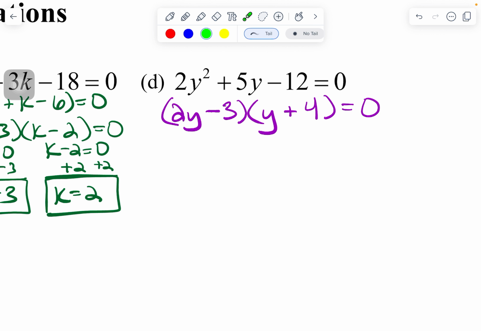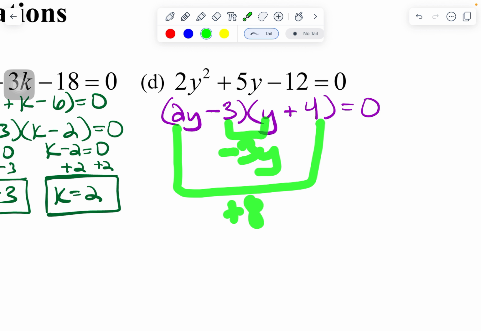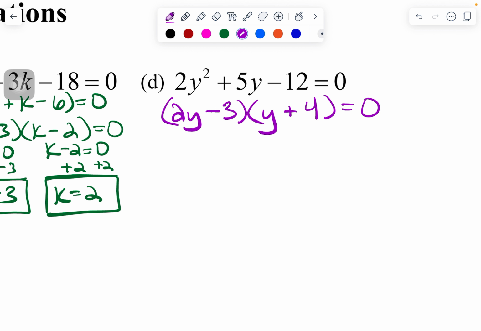And what am I talking about when I do this guess and check? This 2y times y is 2y squared. So that part checks. -3 times 4 is -12. That checks. Now this 5y in the middle, that one's the one you've got to be super careful about. You're going to take your inside here, so -3y. Take your outside here, that's +8y. I know it's kind of hard to see these, but you had -3y and +8y.